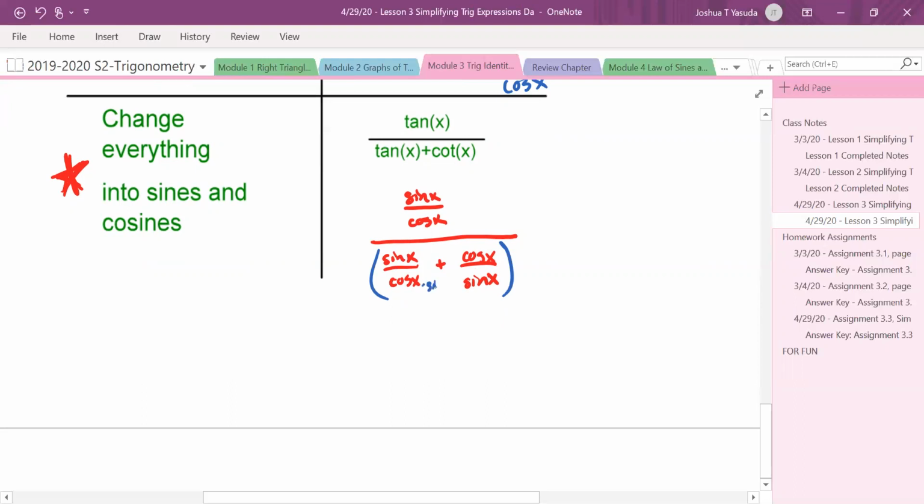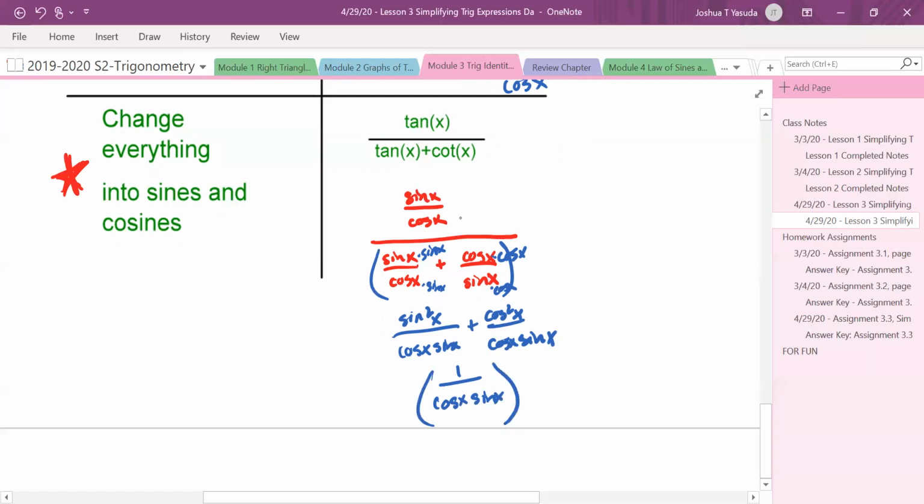So I'm going to multiply this by sine, and I'm going to multiply this by cosine. And so then I'd have sine squared over cosine x sine of x plus cosine squared over cosine x sine of x. And if you're with me, sine squared plus cosine squared is, on the count of 3, 1. So you have 1 over cosine of x sine of x. So this is the fraction that would be on the bottom.